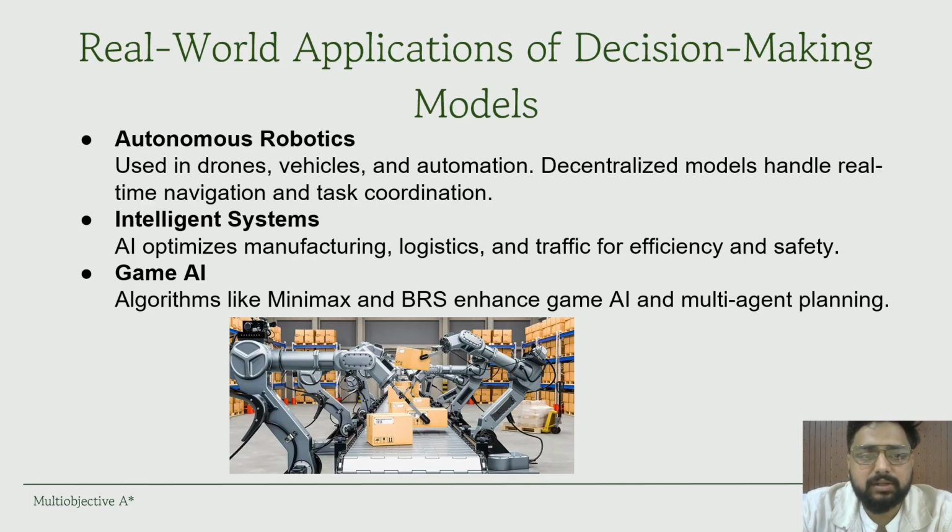In intelligent systems, AI optimizes manufacturing, like the robots we are using in factories, as well as logistics, traffic, efficiency and safety in this field. Whatever robotics we are using, the system behind the working is intelligent systems. The third one is gaming AI, or game AI. The algorithms we are using are minmax or BRS, enhancing multi-agent planning in games. We will discuss this further.